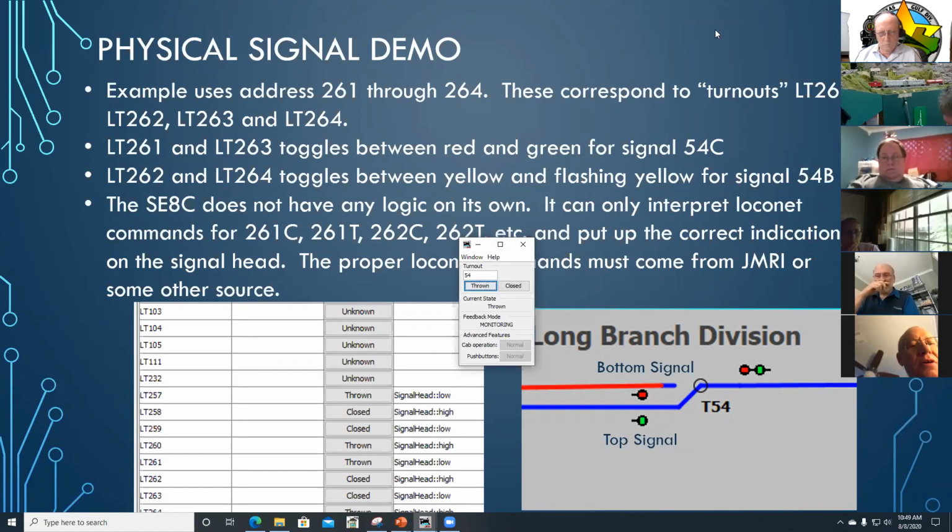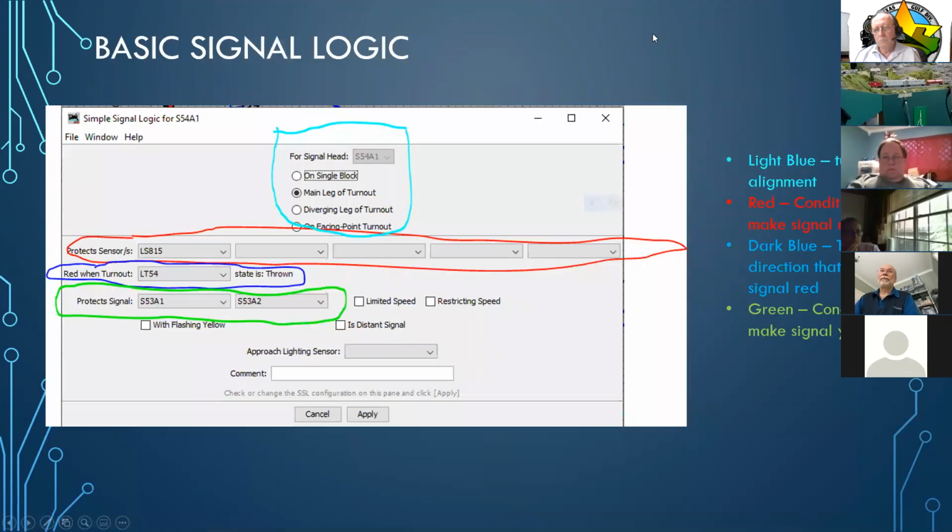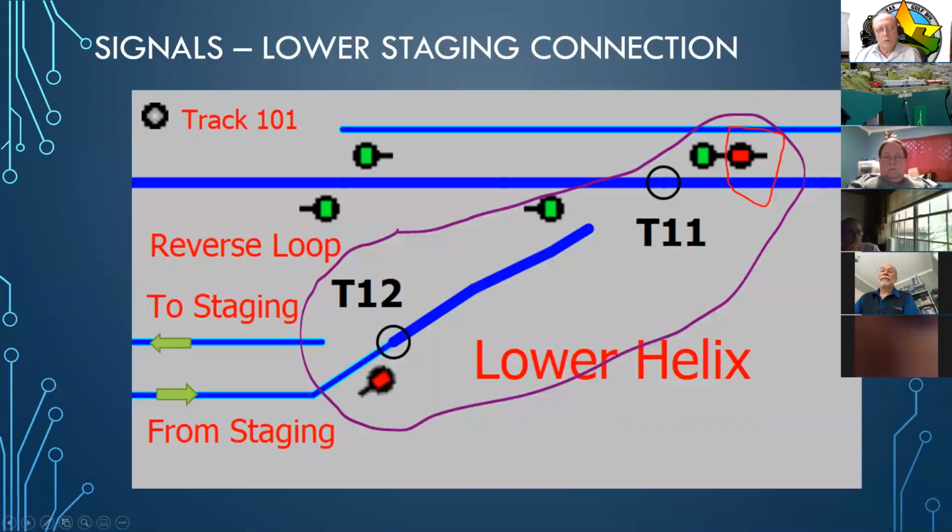And for the more complex situations, which I'm going to show you in just a second, there's the basic signal logic. Okay, so here are the more complex situations I'm talking about. On my lower level staging connection, we saw this earlier, I have this lower level thing. This track goes to staging. This track comes up from staging.